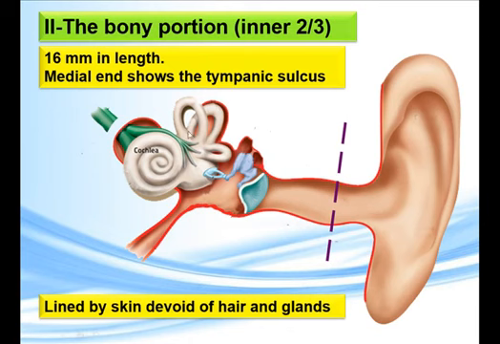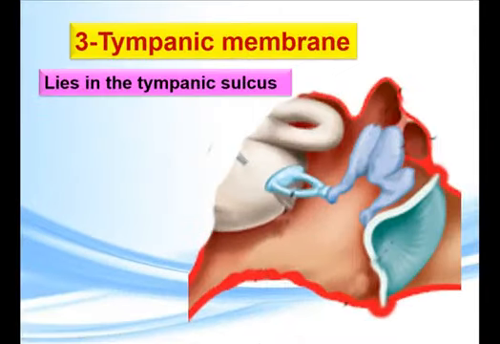It is the medial or inside part that is within the skull base, and it shows at the inner side of it, here at the drum, the tympanic sulcus through which the drum is inserted. It is lined also by skin, but take care, this is devoid of hair or any glands.